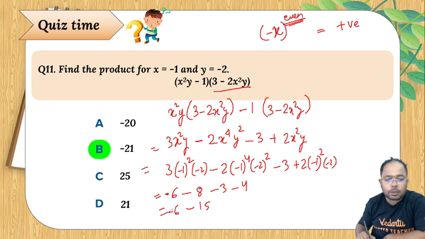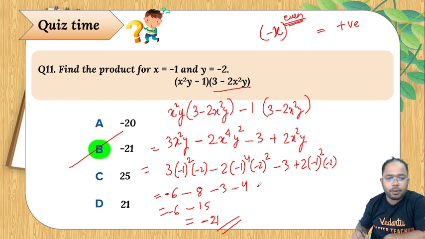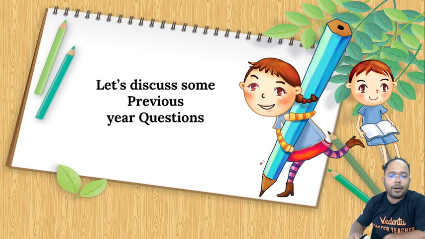So minus 6 and minus 15 gives minus 21. Okay, and that is what the correct answer is, B. All right, let's move on to the next question, students.